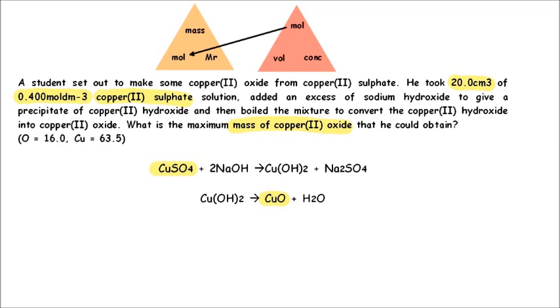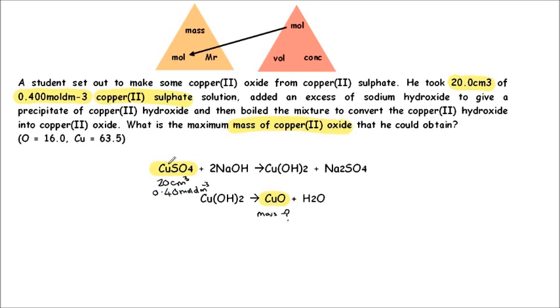So first thing I'm going to do is annotate my equation. So I've got 20 centimeters cubed then of this. Remember, we're going to have to turn that into decimeters cubed in a minute. And we've got 0.40 moles per decimeter cubed of that, which is our concentration. So we've got 2 bits of information about that. And we want to find out the mass of copper oxide. Okay, so we've actually broken this down into much easier.